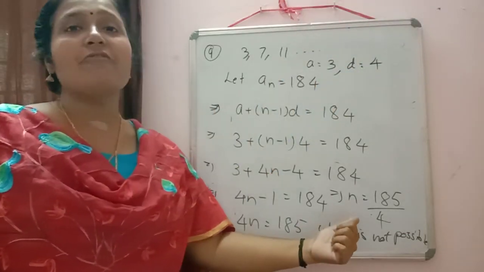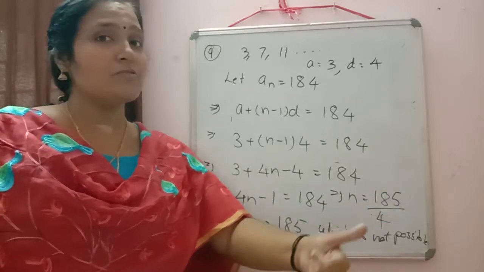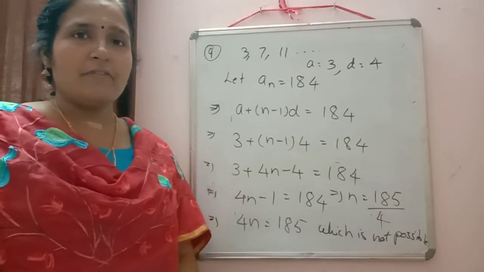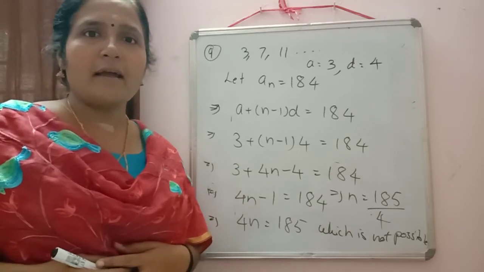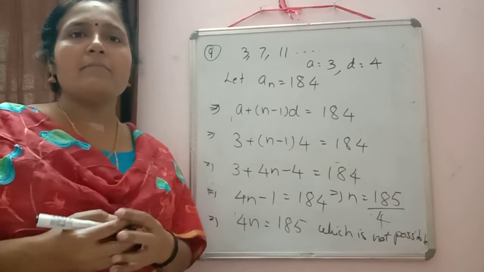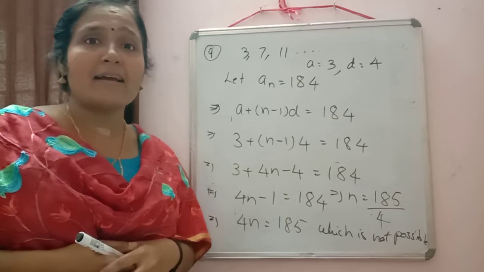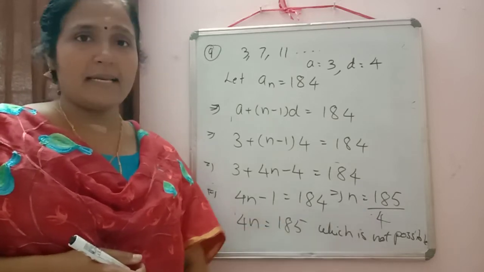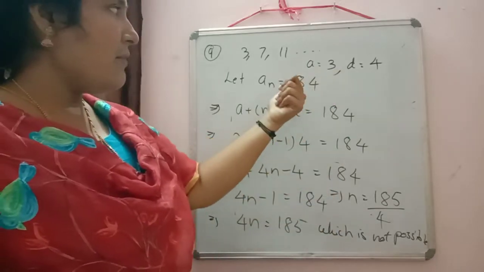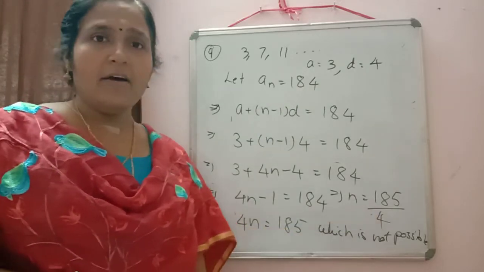So n, the number of terms, will never come in fraction. In the same way, the number of terms will never come negative. Suppose in the examination you got 5th rank, can we say I got minus 5 rank? Have you heard some student saying I got minus 5 rank? He can get minus 5 marks, but he will not get minus 5 rank. So the position will never be negative, and positions will not come in fractions also. So we'll say 184 is not a term of the sequence. That's why it is coming in fraction there.